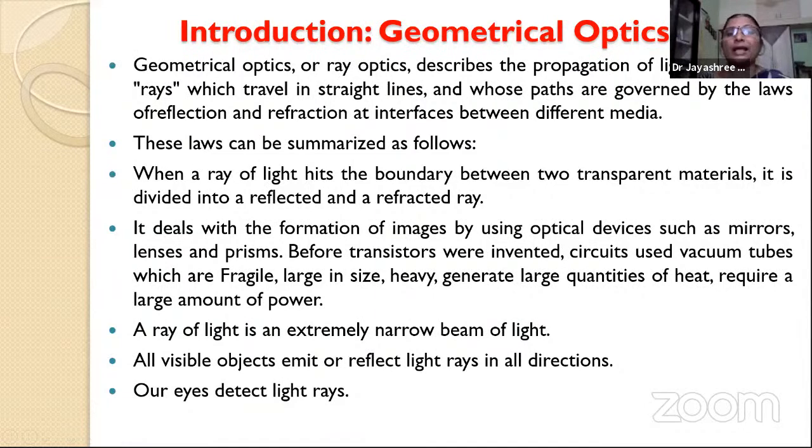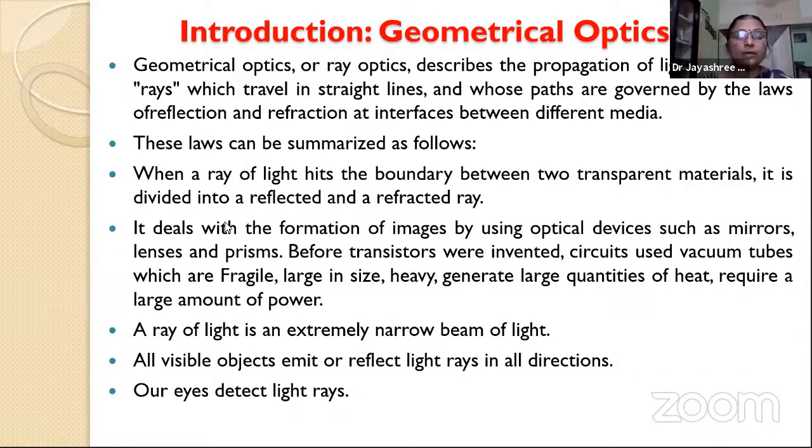Now, whenever we have to summarize these laws, how can we summarize them? One by one, the first one is when a ray of light hits the boundary between two transparent media, it gets divided into a reflected and a refracted ray. So as I already told you, the two important phenomena of these light rays are reflection and refraction, either with the help of diverging and converging, depending upon the type of lenses. So obviously this is the particular theme.